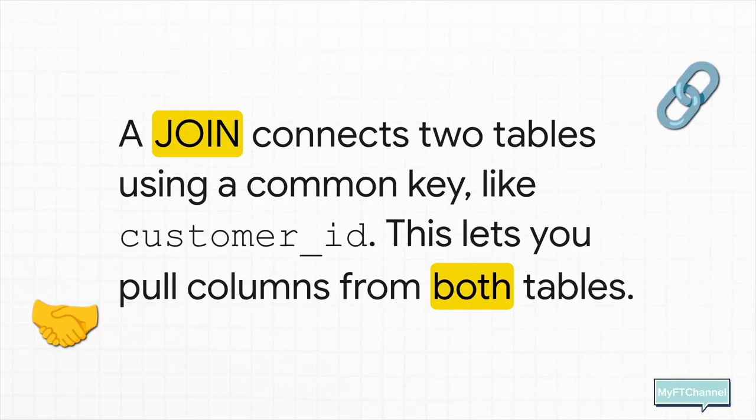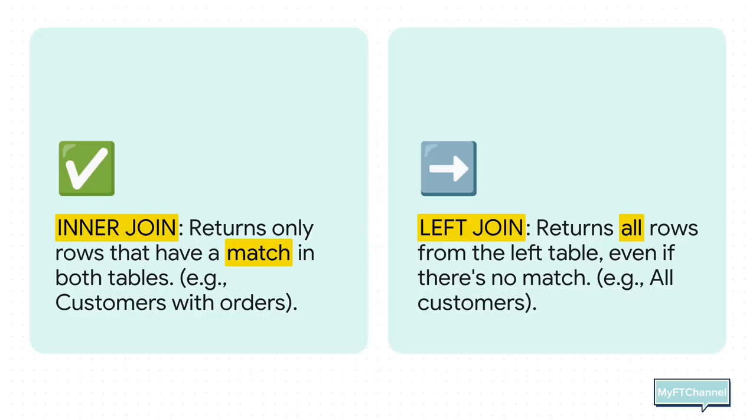A join is what connects two tables together using a field they have in common. In this case, it's the customer ID that exists in both tables. This lets us pull columns from both the orders table and the customers table into a single clean result. It's like magic.